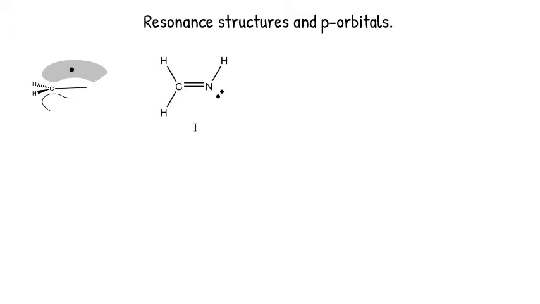Resonance structures and p orbitals. Let's begin with a simple example of carbon and nitrogen connected by a double bond. This is structure 1. Notice that the p orbital overlap gives a pi bond above and below the internuclear axis. There are 2 shared electrons represented by 2 black dots to give the pi molecular orbital.